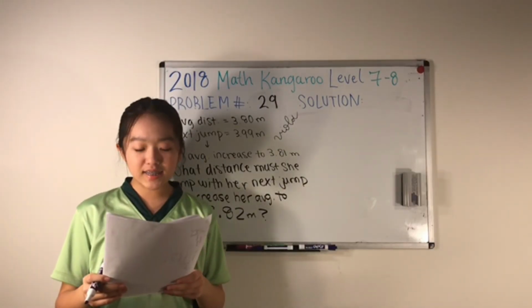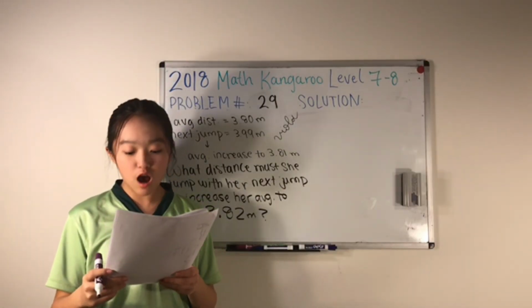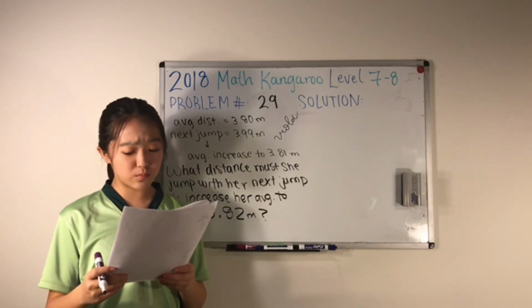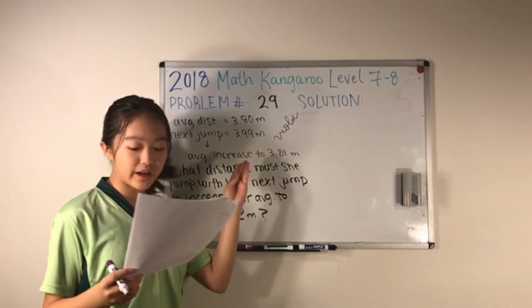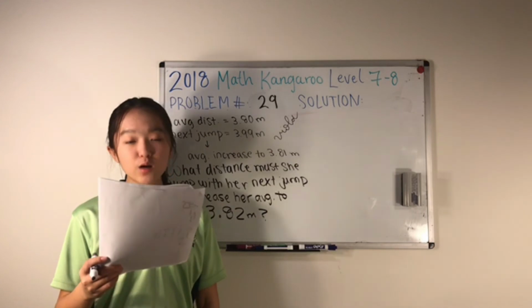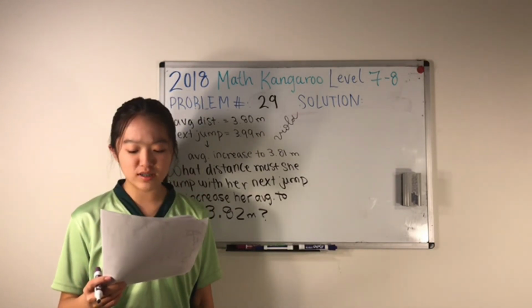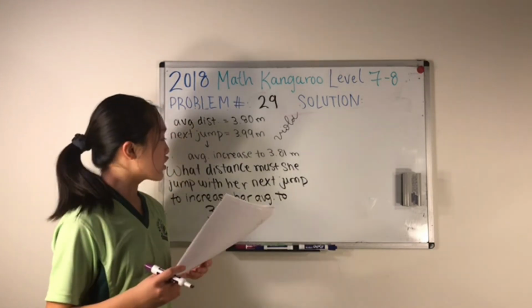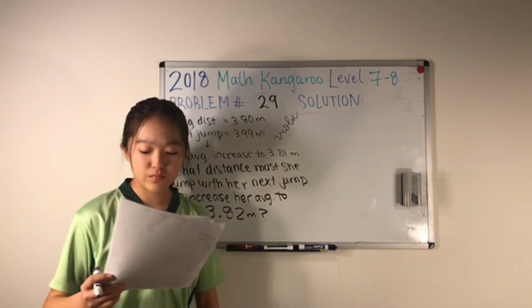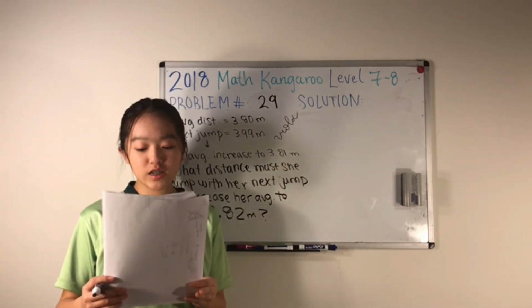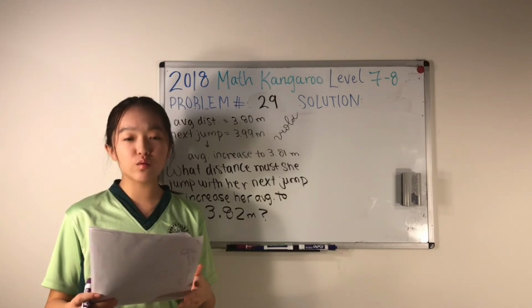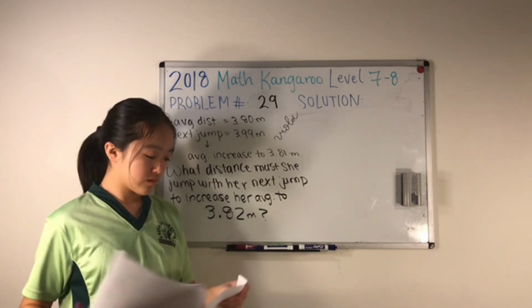Problem number 29 says, Viola is practicing the long jump. The average distance she has jumped so far today is 3.80 meters. On her next jump, she jumped 3.99 meters, and her average increased to 3.81 meters. What distance must she jump with her next jump to increase her average to 3.82 meters?